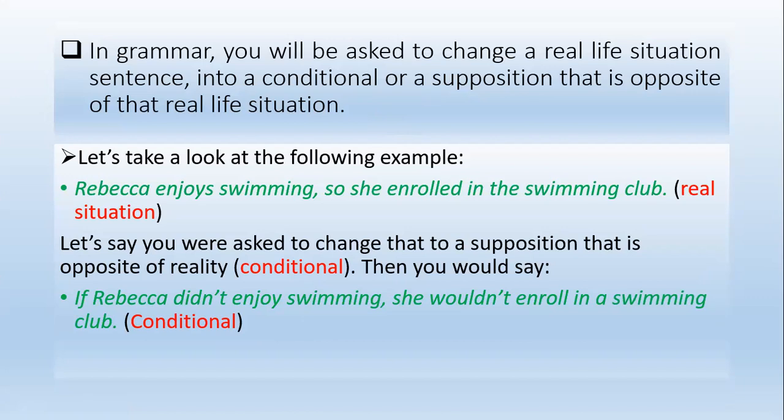Now, let's take a look at the following examples. First of all, Rebecca enjoys swimming. Okay, positive, she enjoys swimming, so she enrolled in the swimming club. That's a real situation. Now, let's say you were asked to change that to a supposition, which is opposite to reality. We're going to change it to a conditional sentence. So you would say, if Rebecca didn't enjoy swimming, she wouldn't enroll in a swimming club. You see, we changed a real life situation to a supposition. We're supposing the opposite of the real situation.